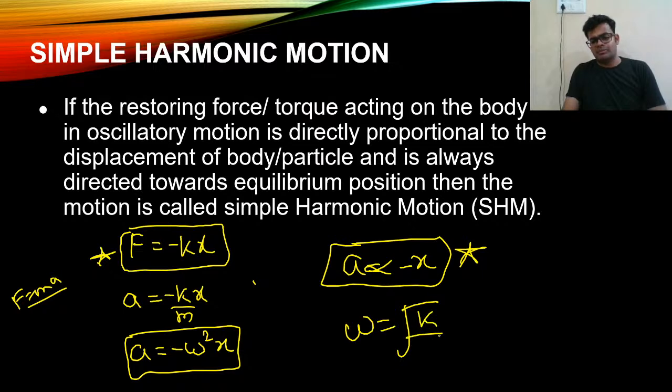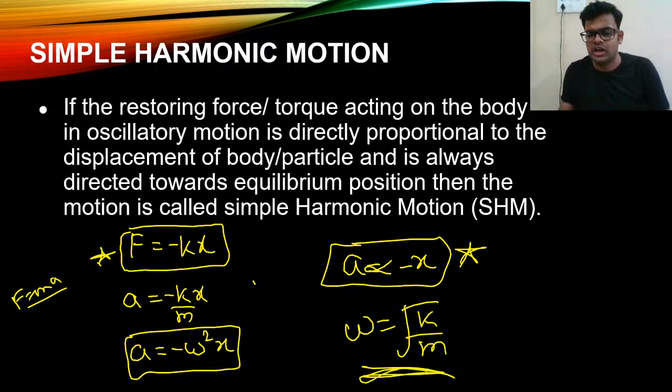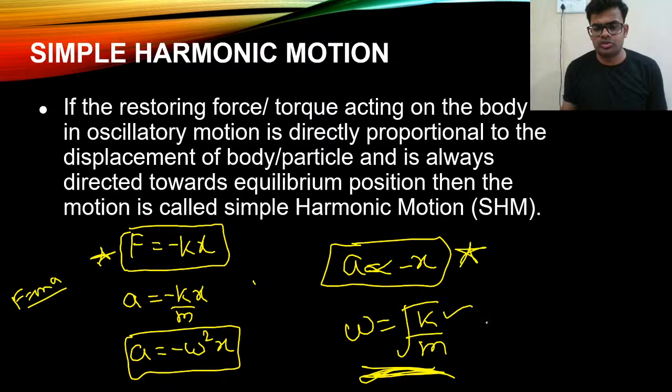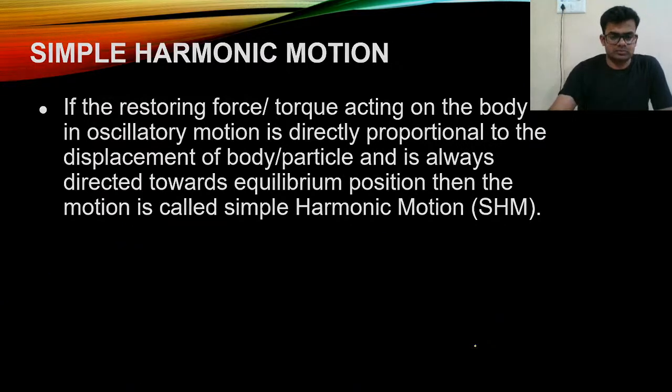The value of omega is root of k by m. This omega is called the angular frequency of SHM. K is called the force constant, and m is the mass of the particle. That's all. So you will get the SHM.